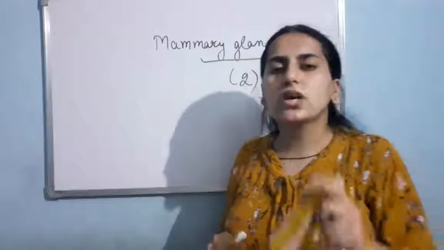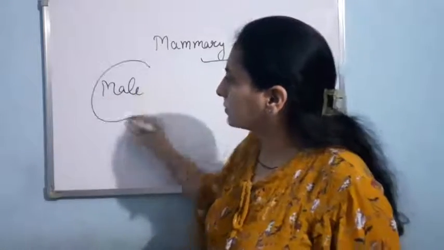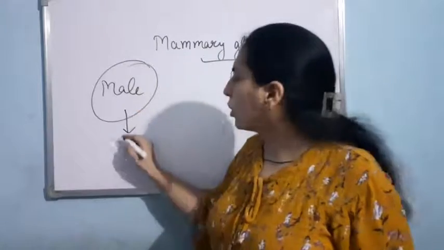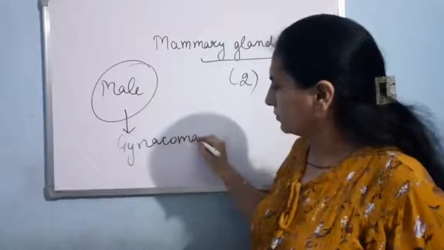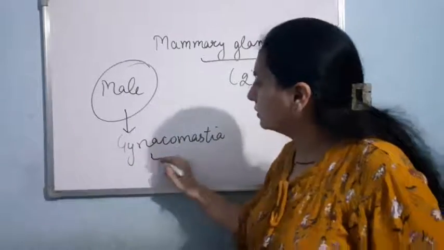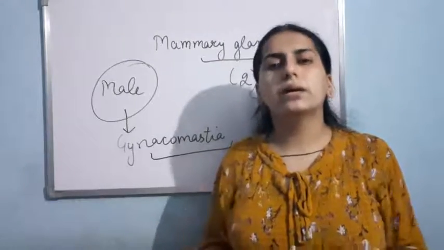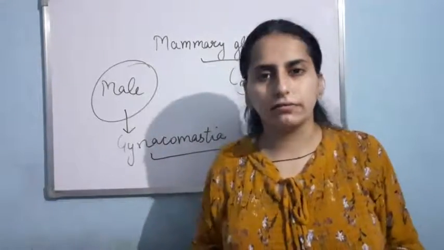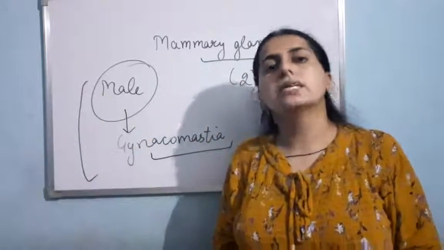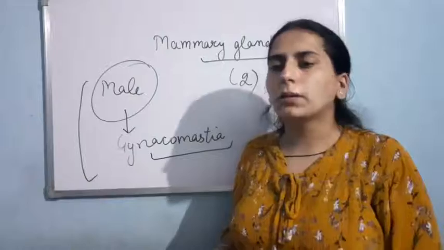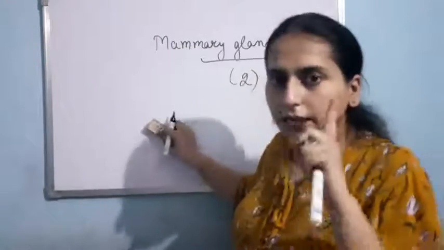But we have read in chapter number 5, actually, what happens in the human male sometimes? There is a problem called gynecomastia. In this condition, in the male, the mammary gland starts developing and becomes functionally active. This is a disorder, not a normal case. Otherwise, in normal life, the mammary gland of the female is functionally active. Clear? But it is present in both.